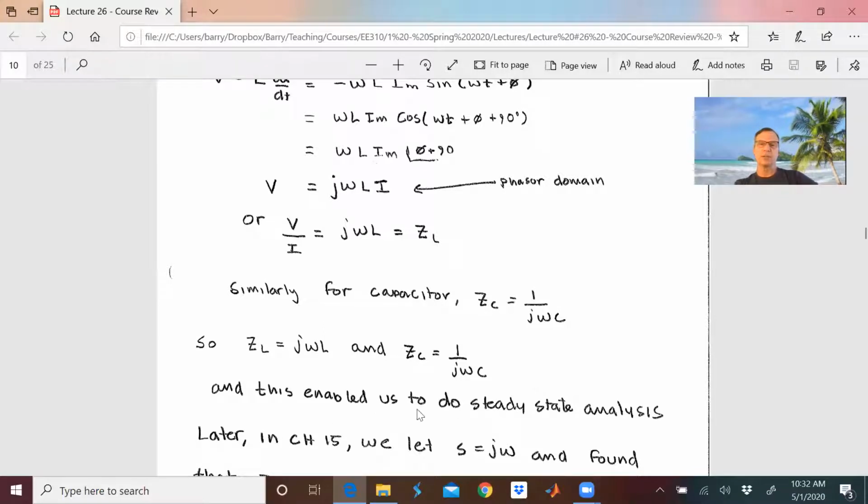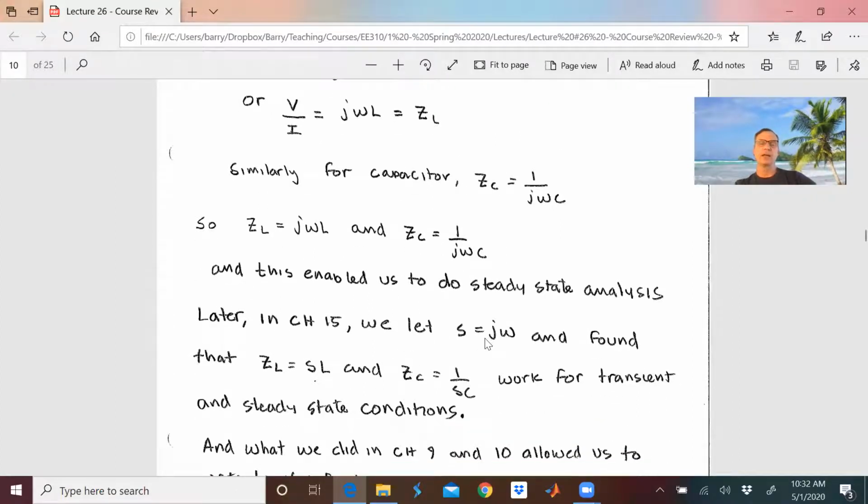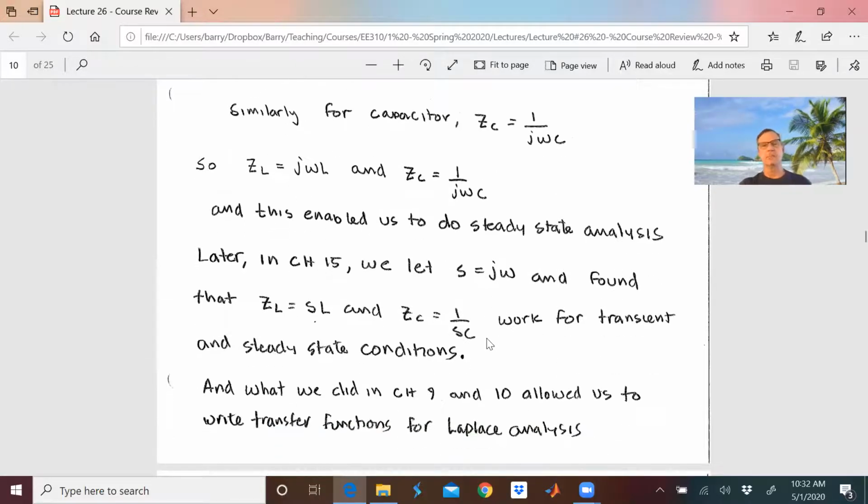So this enabled us to do steady state analysis for circuits. And later in chapter 15, we let s equal j omega, and we found that Z sub L, the inductor impedance, equals sL, and Z sub C equals 1 over sC. And hey, these work for both transient and steady state conditions. But for right now, we're just reviewing the steady state part. And what we did in chapters 9 and 10 allowed us to write the transfer functions that we ended up using in Laplace analysis. Remember, as we moved on up toward chapter 14, we wrote lots of transfer functions, and then when we got to the Laplace chapter, we said, oh yeah, here's the transfer function on the Laplace roadmap, and we already know how to do that.